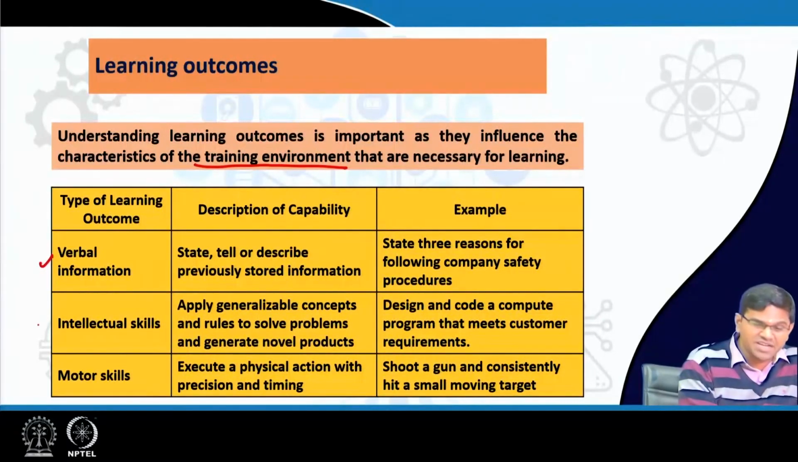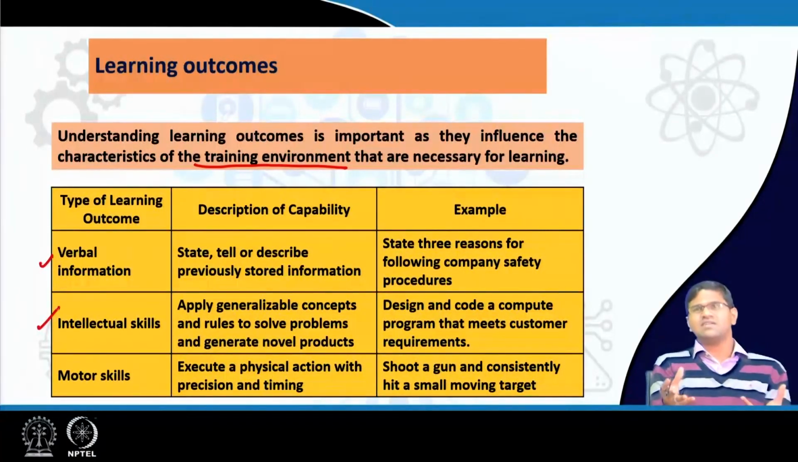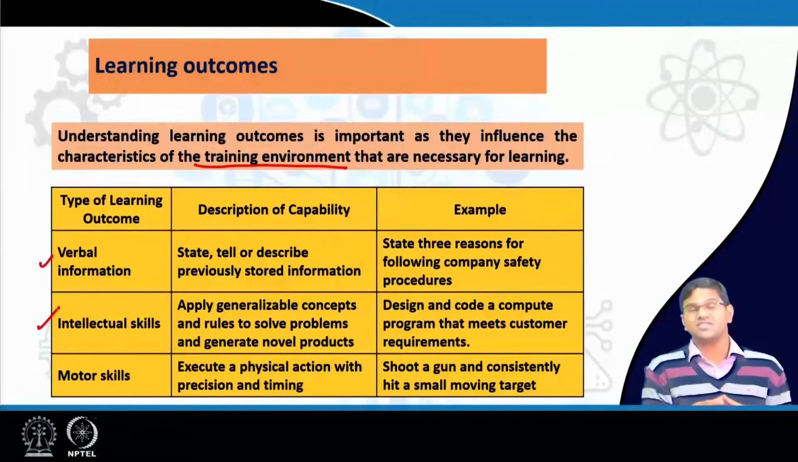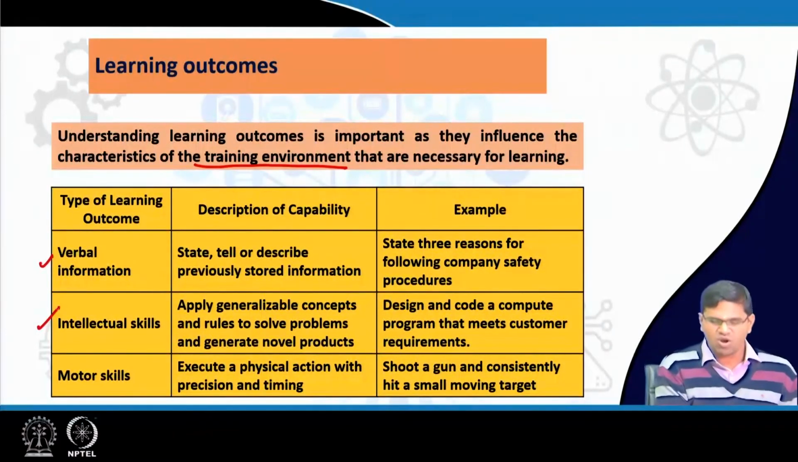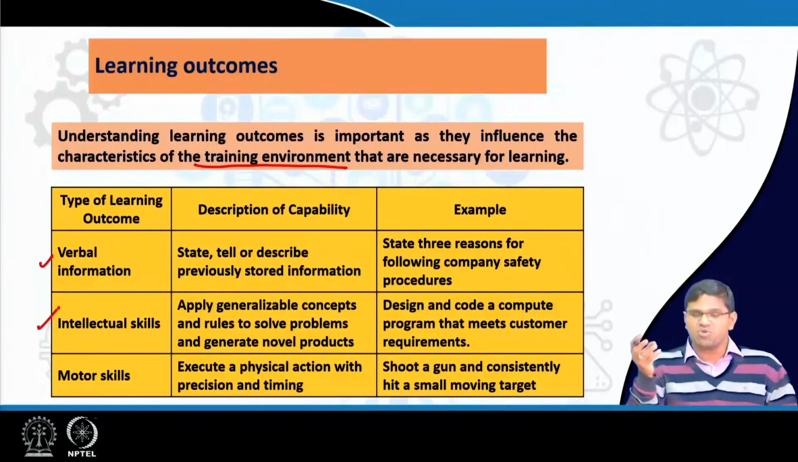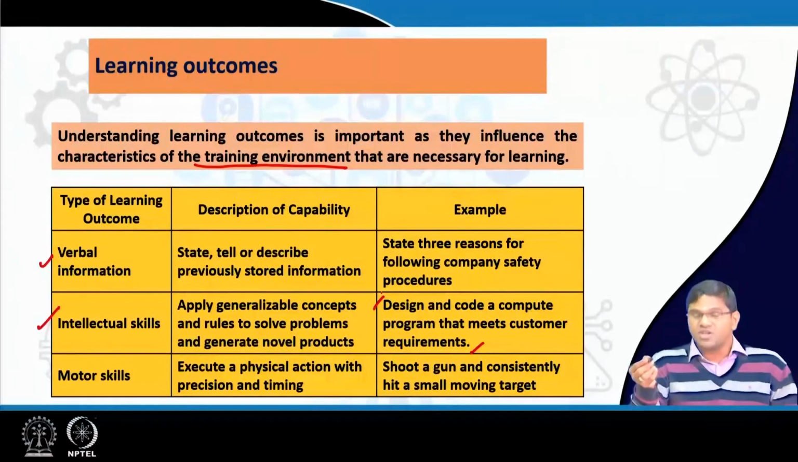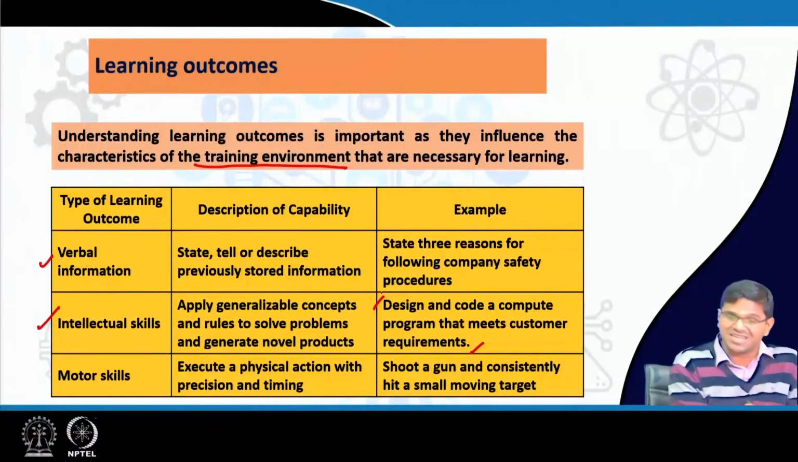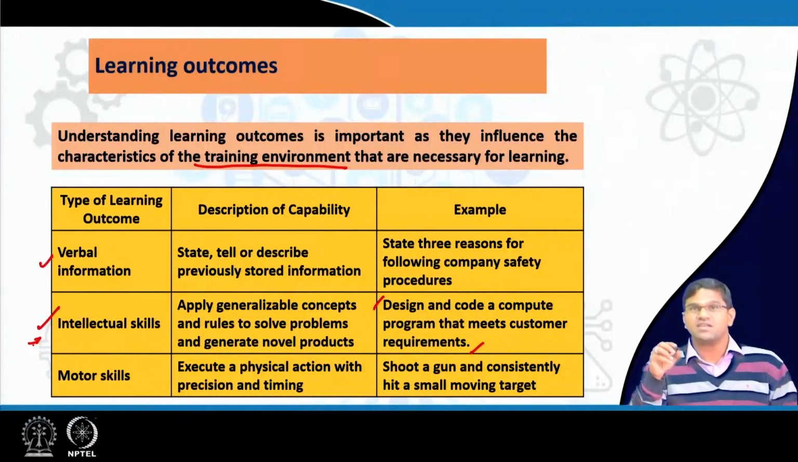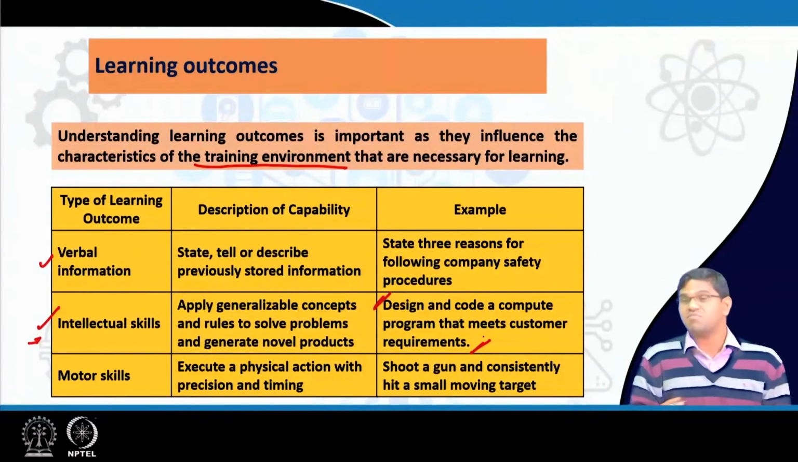Then comes intellectual skills. Now, the learning outcome is on an intellectual skill. A description is: apply generalizable concepts and rules to solve problems and generate novel products. The example can be: can you design and code a computer program that meets customer requirements? So in this situation, the training should be directed towards intellectual skills, where a person is able to apply the concepts and rules to new products, because it says design a computer program that meets the customer expectations.